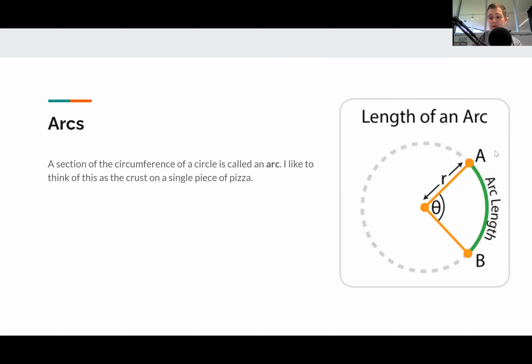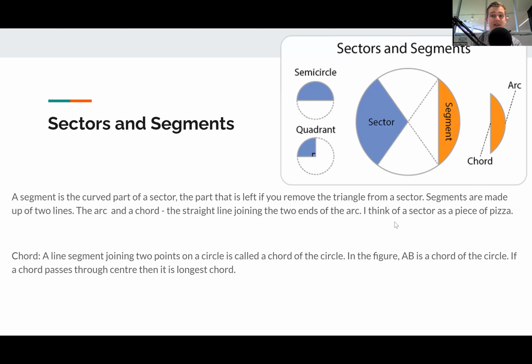And again, I think of a sector as a piece of pizza. I'm always thinking about pizzas when I'm working with parts of a circle. And a chord, just to touch on that one a little bit more, is a line segment joining two points on a circle, and that's called a chord of the circle. If a chord passes through the center, then it's the longest chord, which would be going along the diameter. So that's also what we'd call a semicircle.